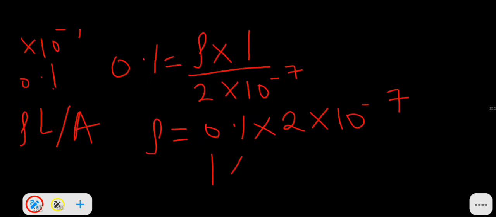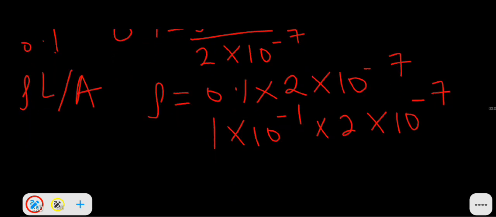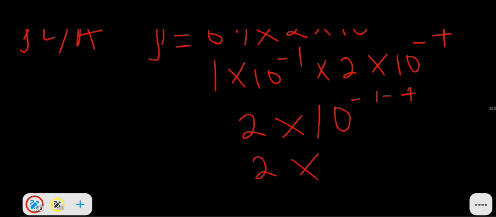0.1 is the same thing as 1 times 10 to the power minus 1, times 2 times 10 to the power minus 7. Then this 2, we multiply by this 1. 2 times 1 will give you 2. Then you have this and this here, so you're going to use indices. In indices, times is plus, so you just add the powers. Since the base is the same, consider the base is 10. Just add their powers: 10 to the power minus 1, then 10 to the power minus 7. If you add their powers, you get 10 to the power minus 1 minus 7. So that will give you 2 times 10 to the power minus 8.